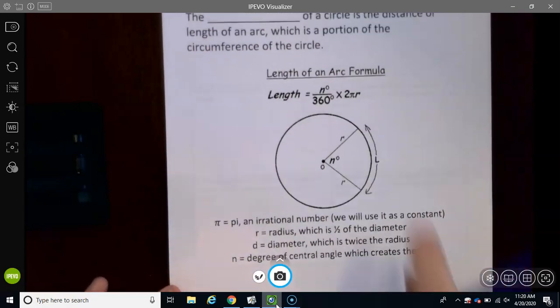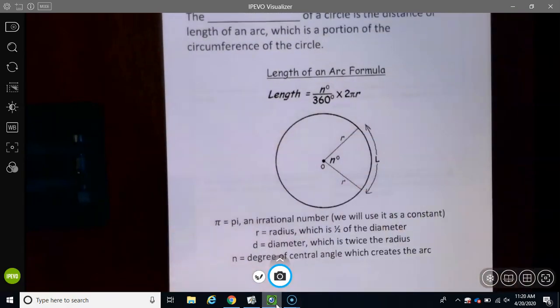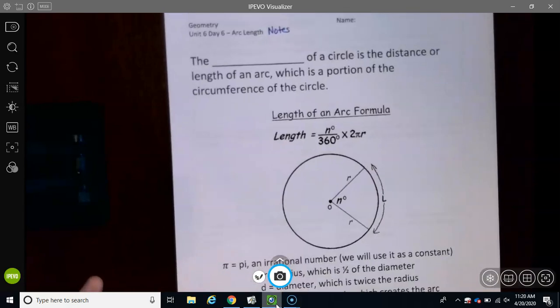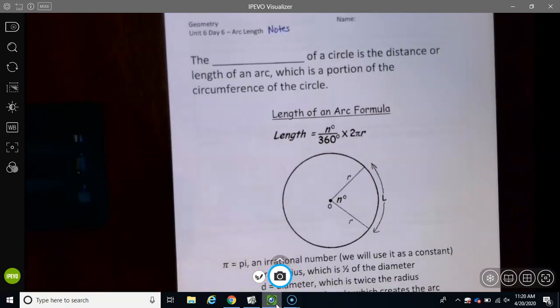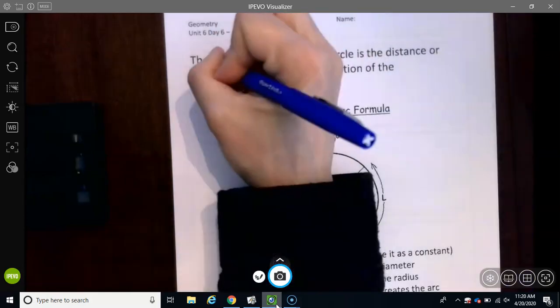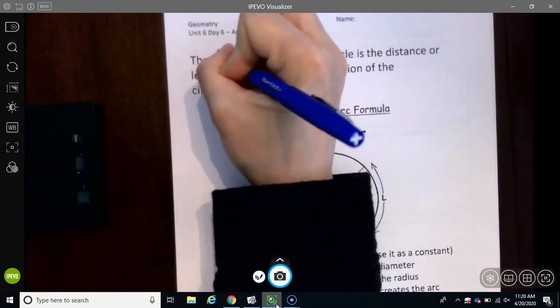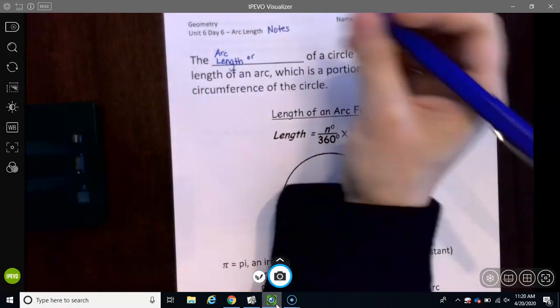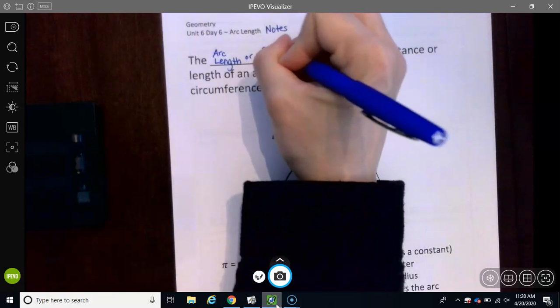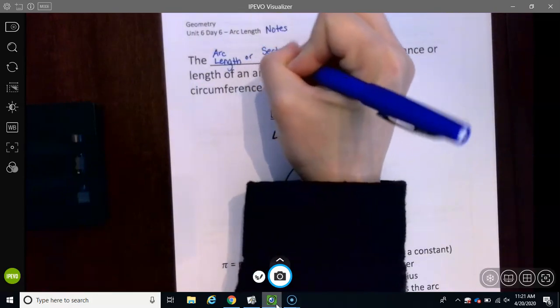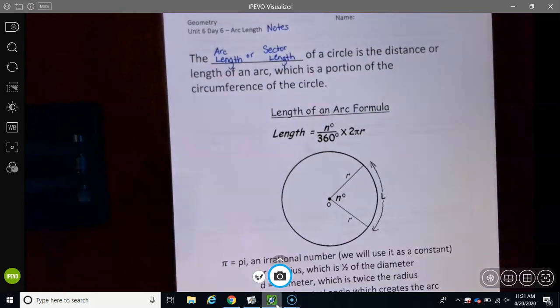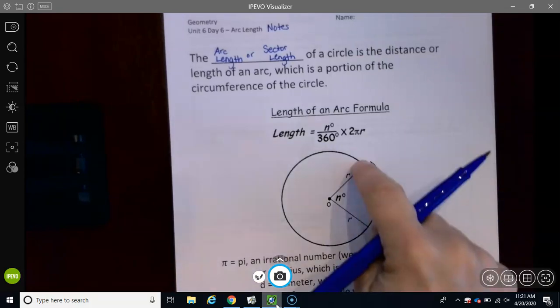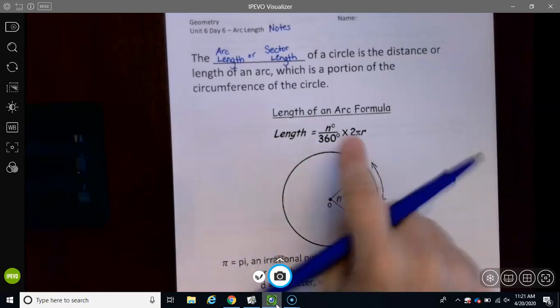Now we're going to talk about just one portion of the circumference of a circle, so the arc length. You can either call it arc length, or another term for it would be sector length. Either way is correct. So arc length or sector length of a circle is the distance or length of an arc, which is a portion of the circumference of the circle. So if we're told just to find this arc length, that's just one part of the entire circumference.